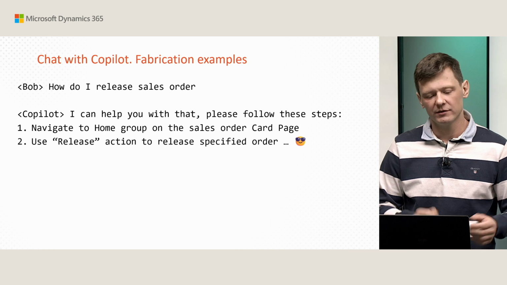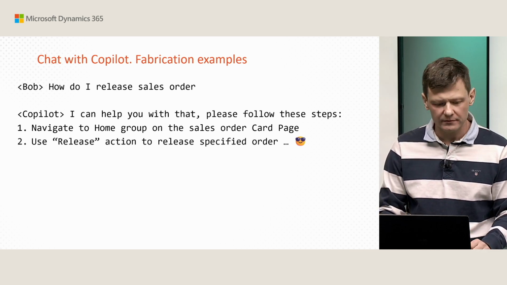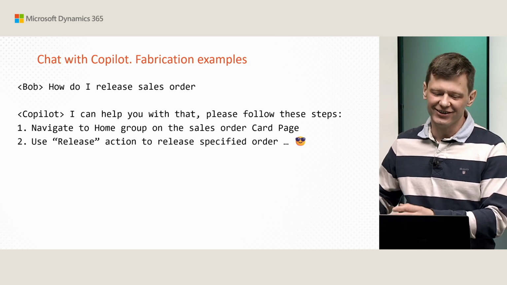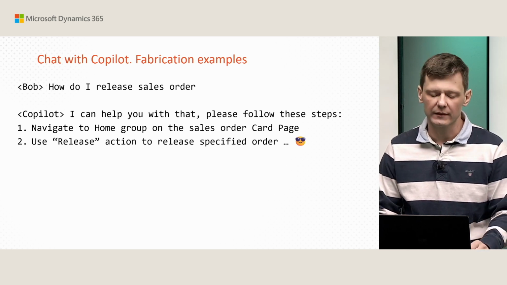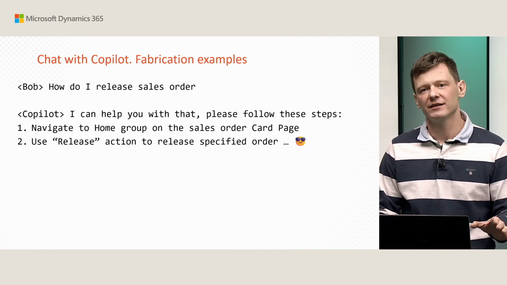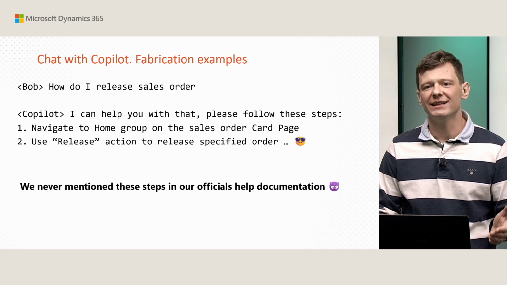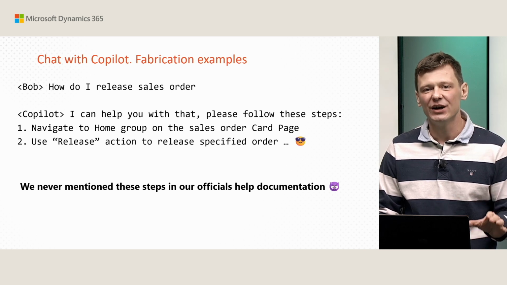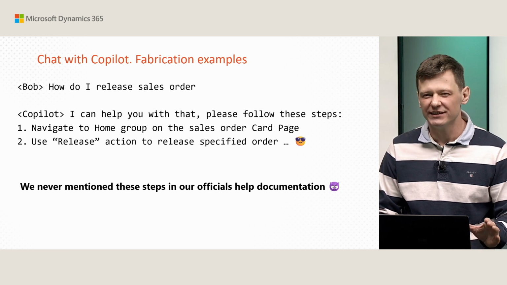So now we have Bob, who is asking the chat, hey, how do I release a sales order? And Copilot says, sure, to release a sales order, you go to the sales order page and you press the release button and so on and so forth. What's interesting about this example is that it is actually correct. If you go to that page, there is a button called release. However, at the time we built that feature, we had absolutely no documentation which mentioned how to release sales orders. So this is an example which is very deceiving.